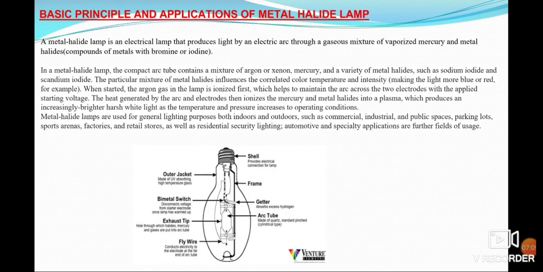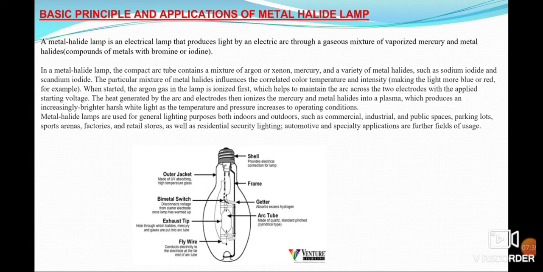Next is the basic principle and application of metal halide lamps. A metal halide lamp is basically an electric lamp that produces light by an electric arc through a gaseous mixture of vaporized mercury and metal halides. So, metal halides contain compounds of metals with bromine or iodine.